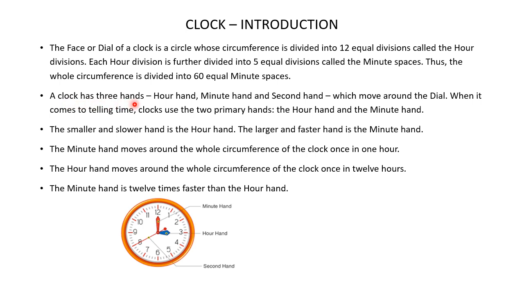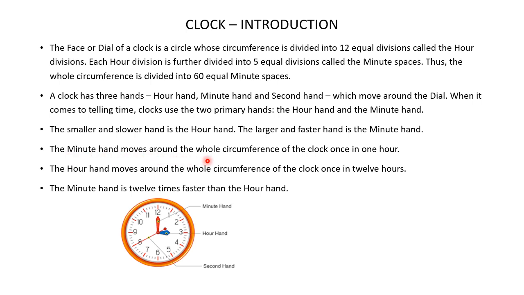A clock has 3 hands: hour hand, minute hand and second hand, which move around the dial. Now, when it comes to telling time, clocks use the 2 primary hands, the hour hand and the minute hand. The smaller and slower hand is the hour hand, the larger and faster hand is the minute hand. So here you can see the smaller hand is the hour hand, the larger hand is the minute hand, and the third hand is the second hand. Now, while telling the time, clocks usually use only the hour hand and the minute hand.